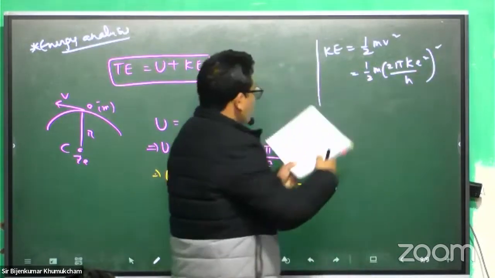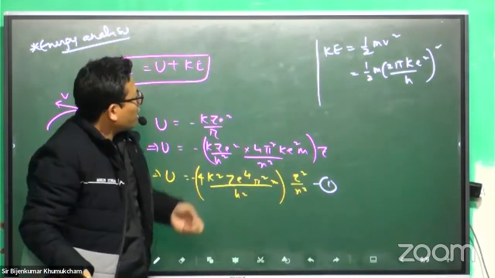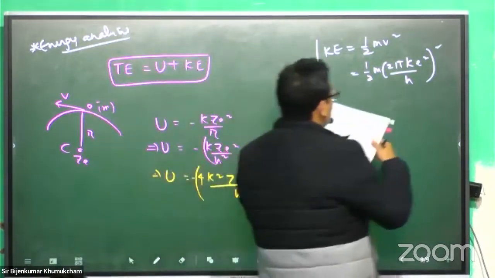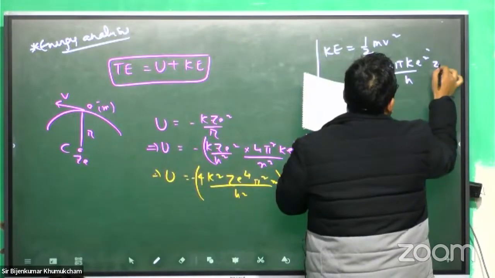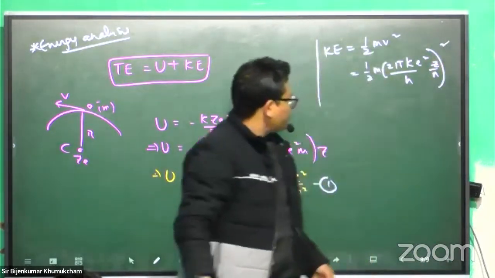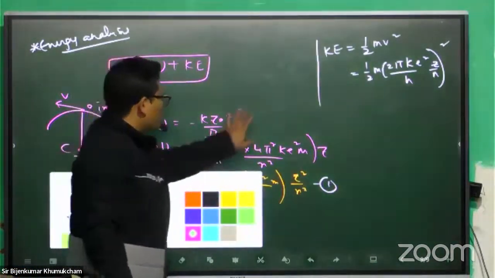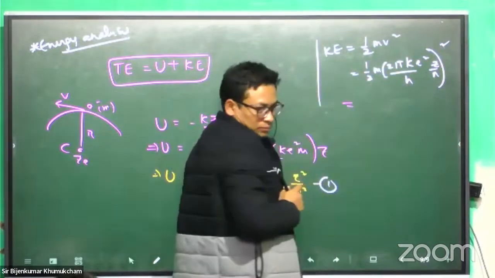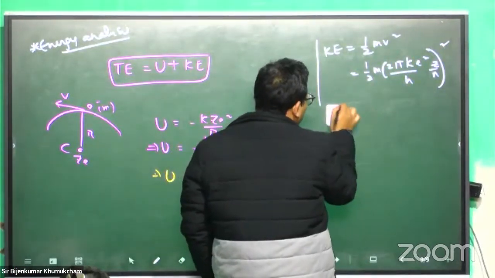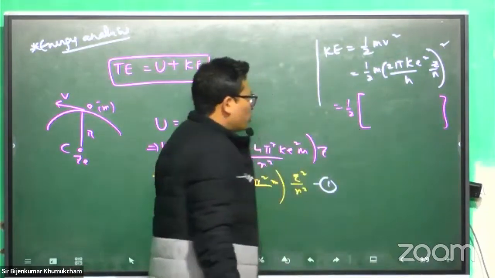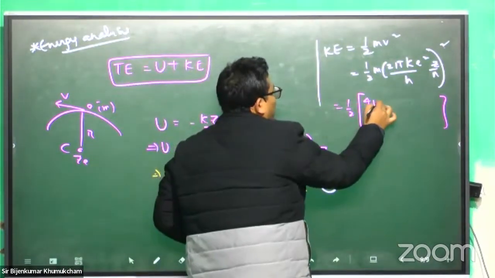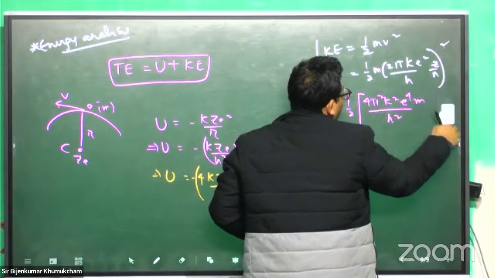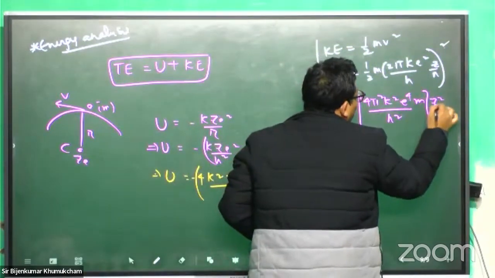Now let's see whether z by n, the whole square. 2 square is 4. Pi square, a square, e to the power 4, h square. Last z square by n square.